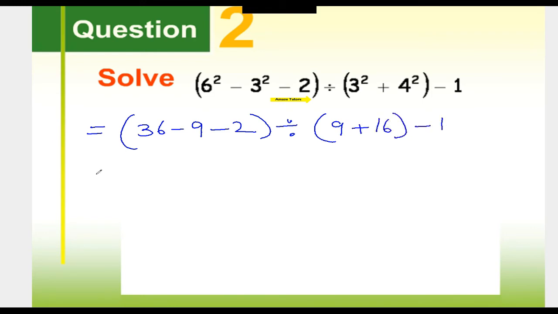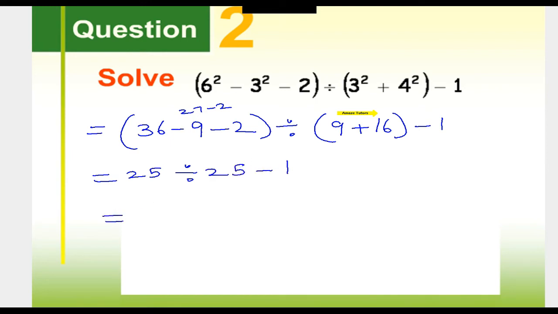Now let's simplify. Inside the first brackets both are subtraction. So you can do the first subtraction left to right. 36 minus 9 equals 27. 27 minus 2 will give you 25. Divided by 9 plus 16, 25. Minus 1, it's already there.